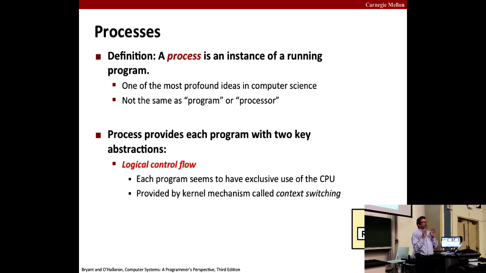A process provides two key abstractions. The first abstraction is that it gives you the illusion that you have exclusive access to the CPU and the registers. When you're running your program in a process, you never have to worry about any other programs modifying your registers, and you can't even tell that there are other processes running on the system.